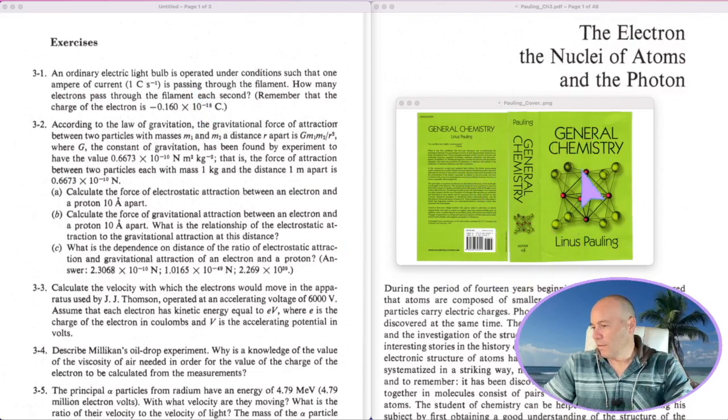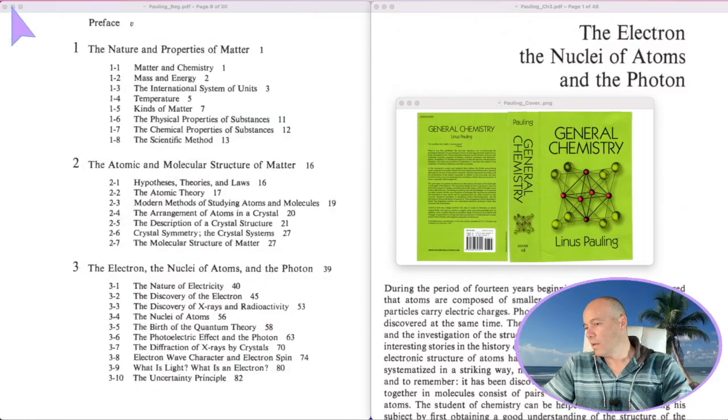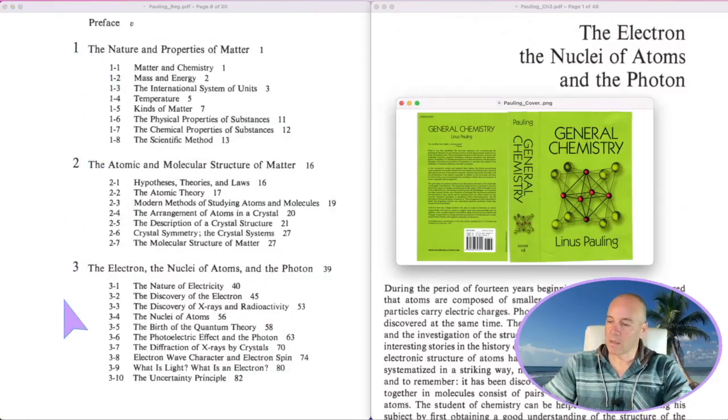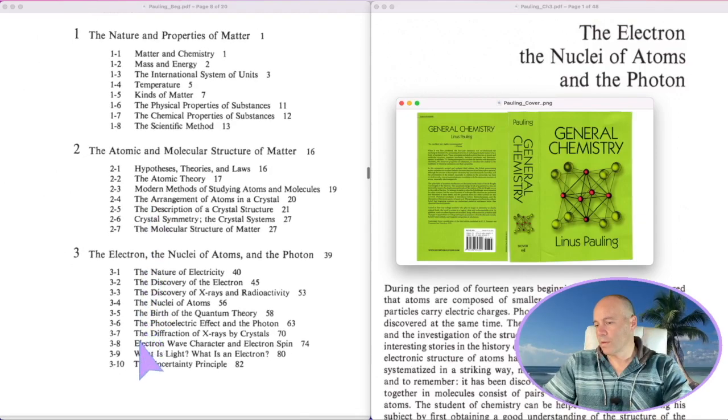You can see the book cover right here, a nice Dover publication you can find in many bookstores. And the table of contents shows the material found in Chapter 3. In previous videos, we covered Chapters 1 and 2 solutions. And Chapter 3 solutions were maybe a little more involved, at least a few of them, in my opinion.